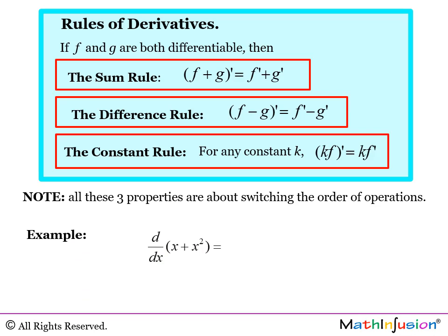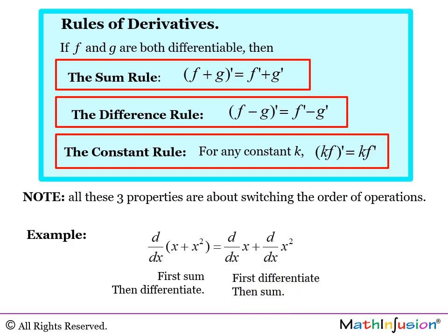Example: if you can see, we would like now to differentiate the sum of two functions. So first we are summing up the functions, then we differentiate. But the rule, which is the sum rule in this case, allows me first to differentiate each one and then add together the answers.